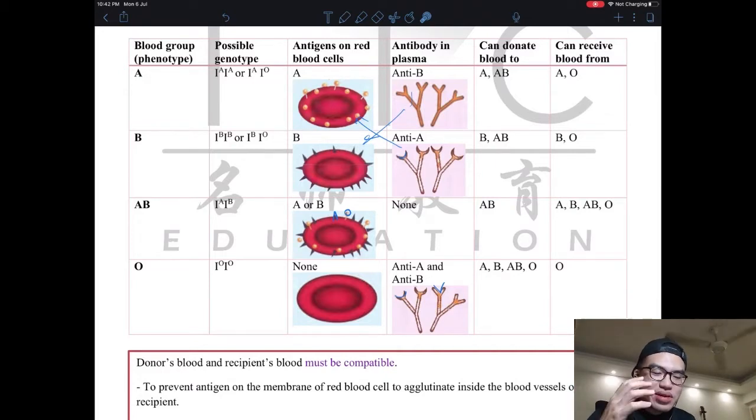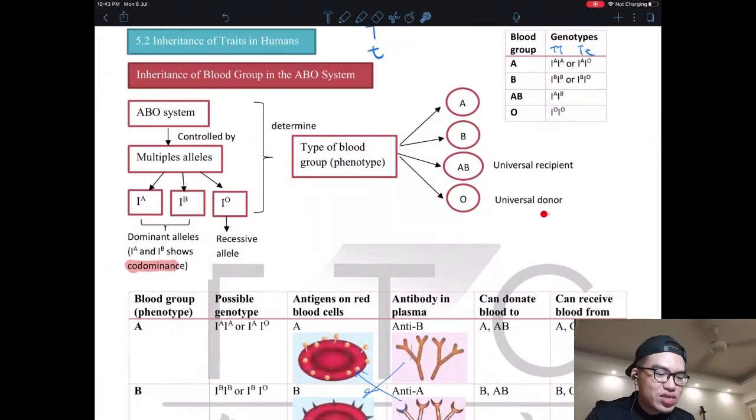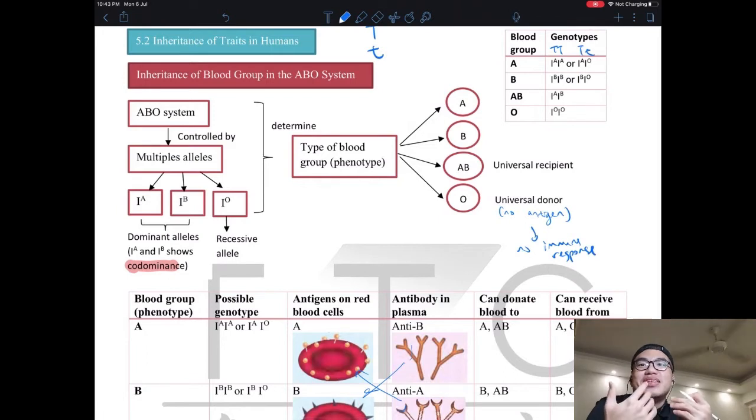So understanding this, I'm sure you can understand most already. So AB, I can get it from everyone. I can get it from O. AB, for sure, I can get it from O because O has no markers. What is there to be afraid of? That's why O is known as the universal donor. Why? Because it has no antigen. No antigen means no immune response. I will not trigger any blood to freak out. O is the generous guy. I can give it to everyone, but I can only get it from O.